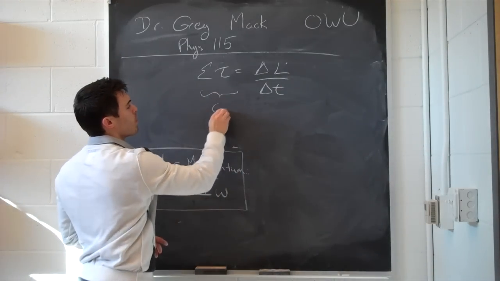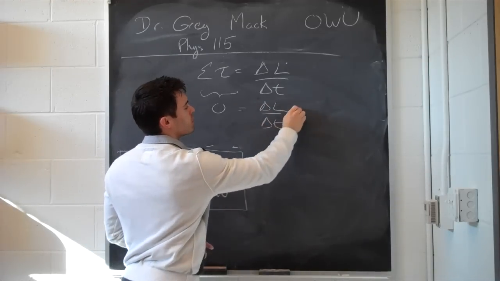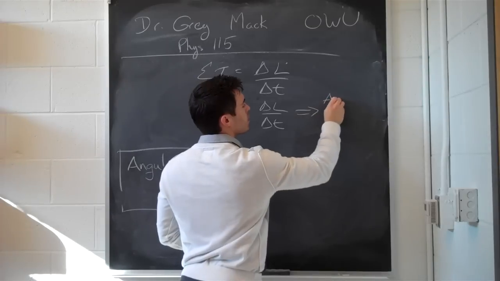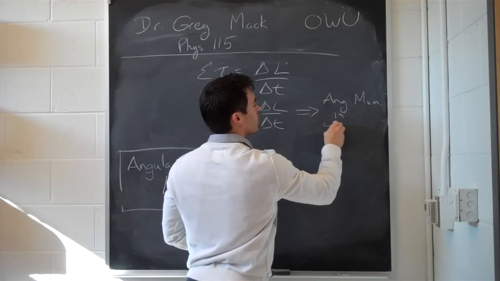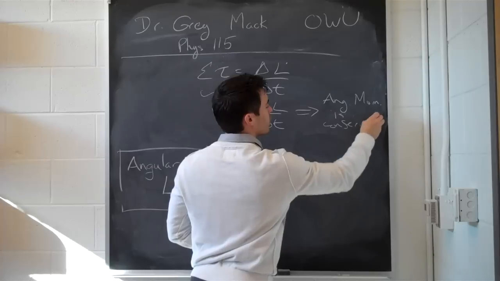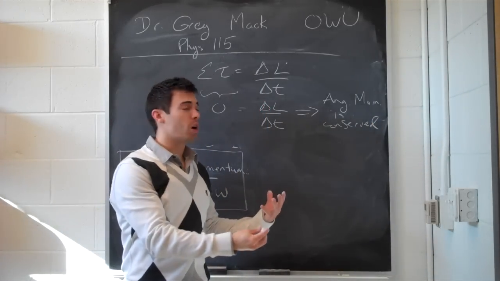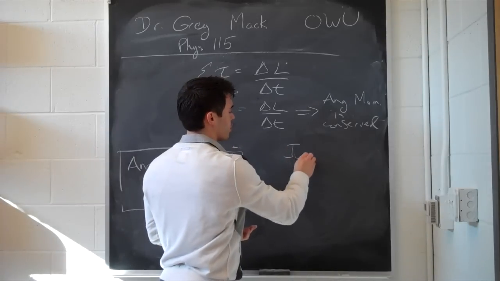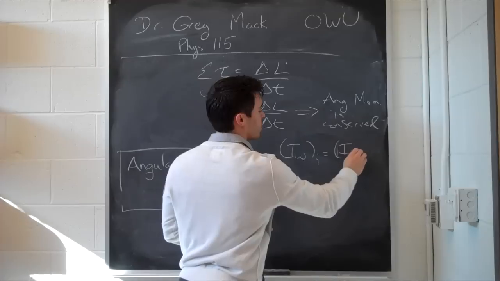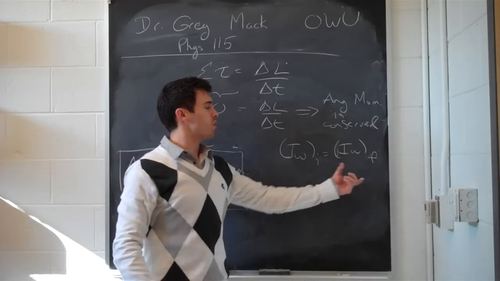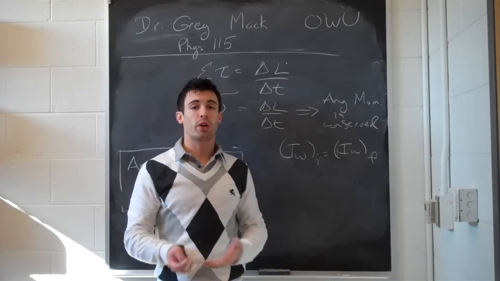If this is 0, then that means angular momentum is conserved. Okay? Or I omega before equals I omega after. I'll write it in terms of my usual notation. I omega initial equals I omega final. Okay, so if you change one of them, you're going to have to change the other.